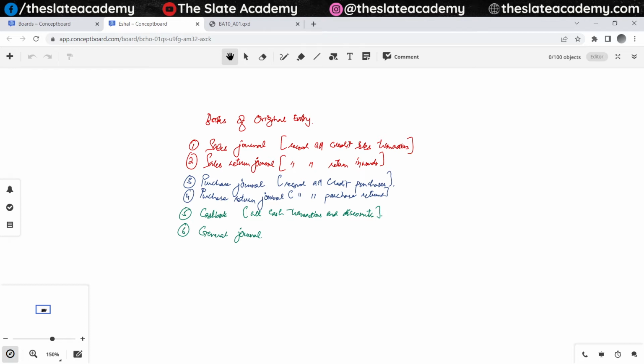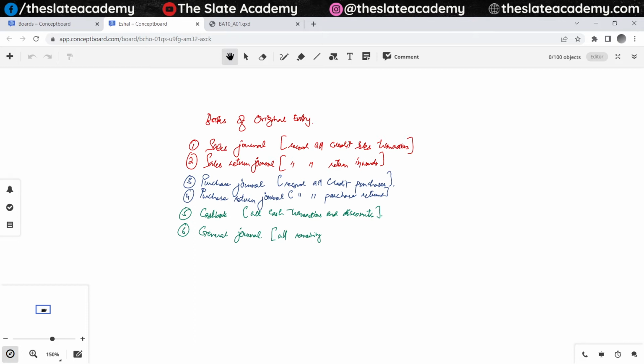In this we record all remaining transactions. So what remains other than these transactions? For example, purchase of a fixed asset on credit. It's not a cash transaction. It's not credit sales. It's not sales return. It's not credit purchase. It's not purchase return. So credit purchase of fixed assets would be recorded in the general journal.